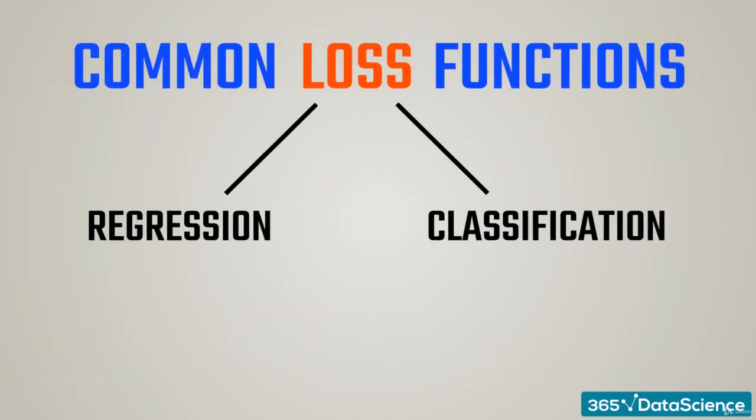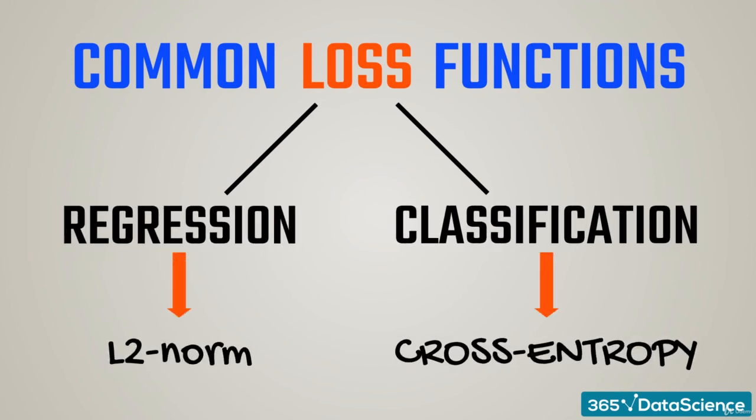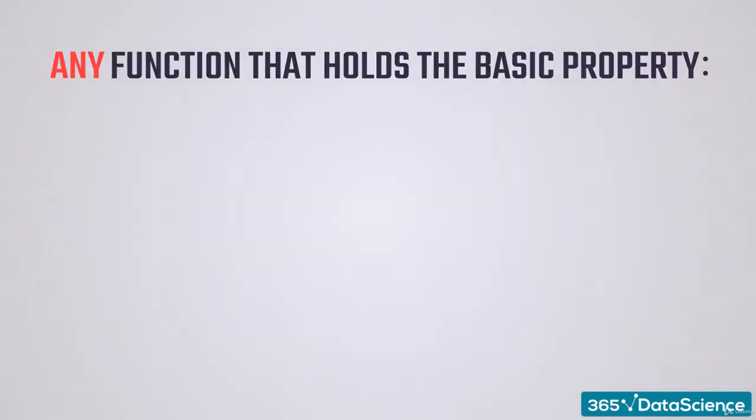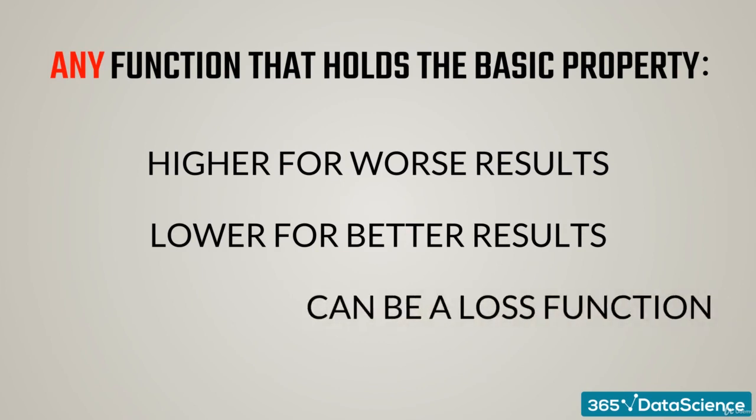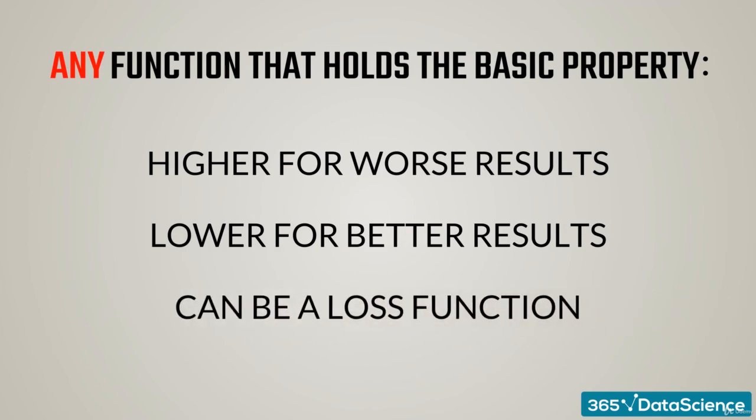Alright, those were examples of commonly used loss functions for regression and classification. Most regression and classification problems are solved by using them. But there are other loss functions that can help us resolve a problem. We must emphasize that any function that holds the basic property of being higher for worse results and lower for better results can be a loss function. We will often use this observation when coding. It will all become clear when we see them in action.